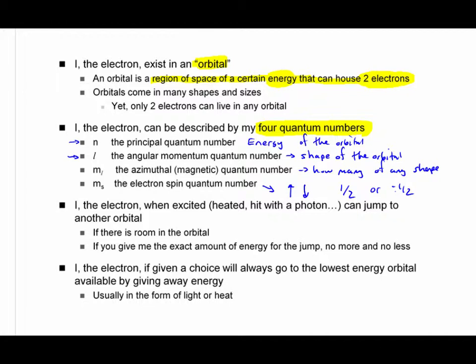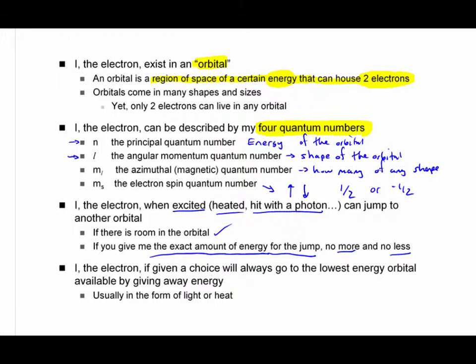Great. So when an electron is excited, if you were to heat it, hit it with a photon, bang it with a hammer, whatever, it can jump to another orbital if there's room in that orbital, and if you give me the exact amount of energy for that jump. We've already talked about this. You can't give any more or any less. It's got to be the exact amount to get it where it needs to go.